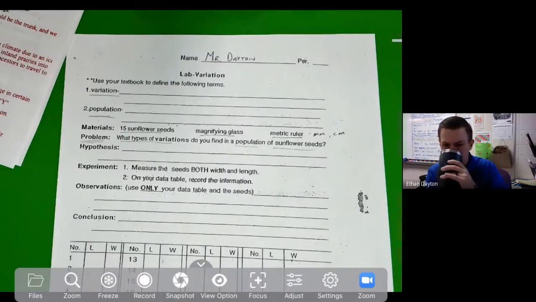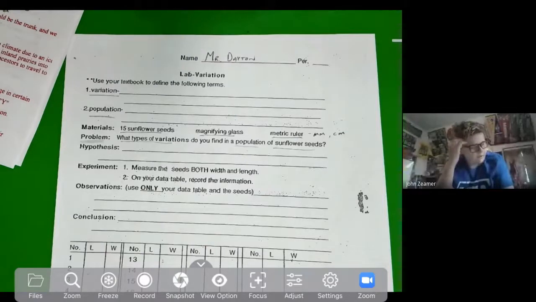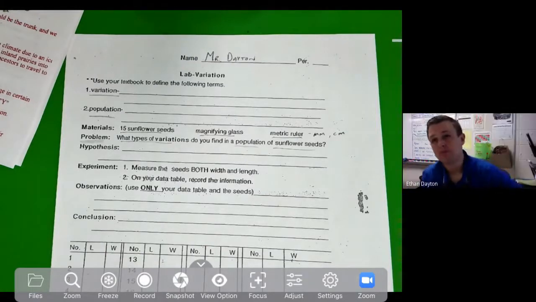Like different flavors? Sure, those would be variations. Yeah, I know what you mean, but today we're just looking at one flavor, original. What types of variations would you find in this population?